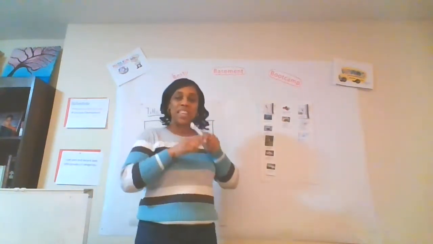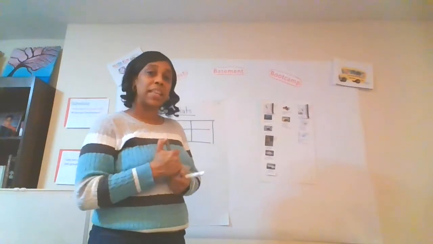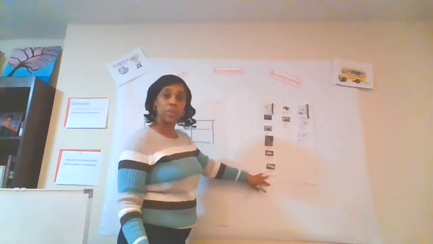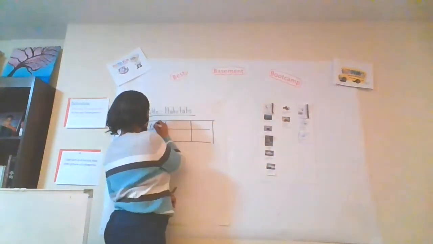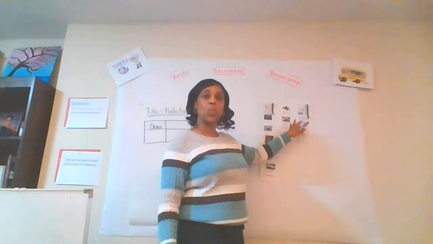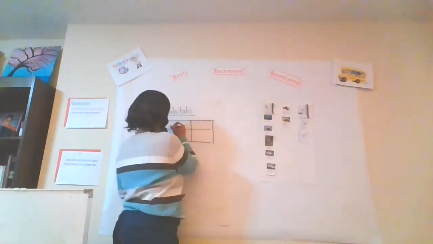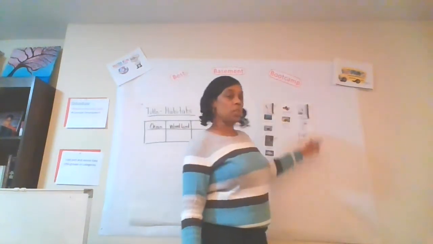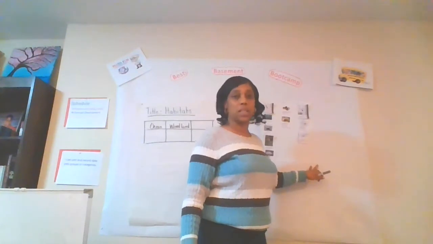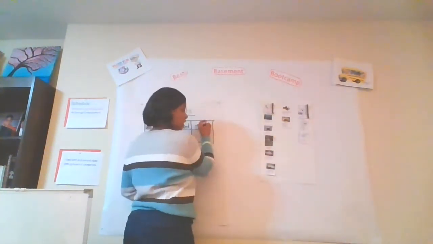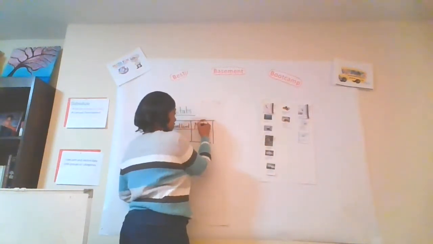I need to label each box with the type of place that each animal lives in. Well, we said we had animals that lived in the ocean. We have animals that live in wooded areas. We're going to call that woodland. And we have animals that live in the Arctic Ocean. I'm sorry, that live in the Arctic cold places. There isn't such a place as the Arctic Ocean.